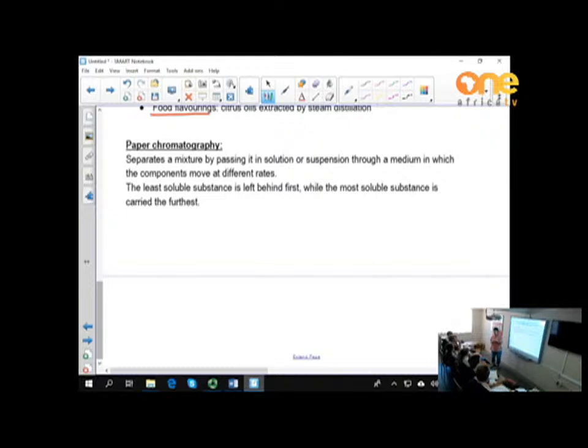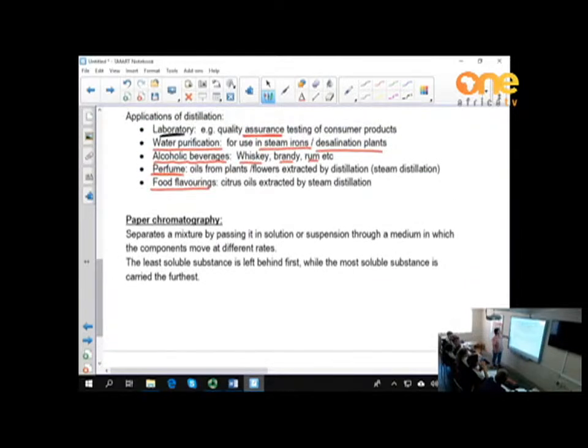Now, the next way of extracting substances or separating mixtures from each other is something known as chromatography. All right? Big words. Lots of new words to go and learn. Chromatography. Now, chromatography separates different substances in a mixture because different substances have different solubilities.